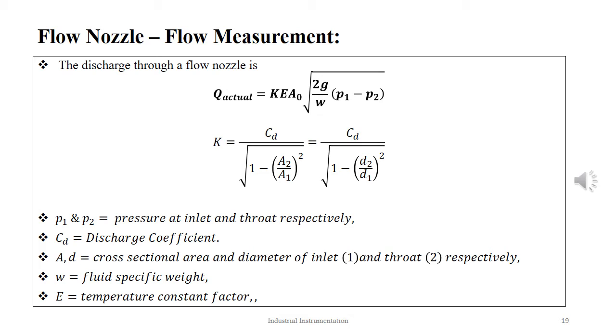Numerically, the flow rate is given as Q actual equals K E A0 under root 2 g by w (P1 minus P2), where K equals Cd by under root 1 minus (A2 by A1) whole squared, or Cd by under root 1 minus (D2 by D1) whole squared. The symbols have their usual connotations.